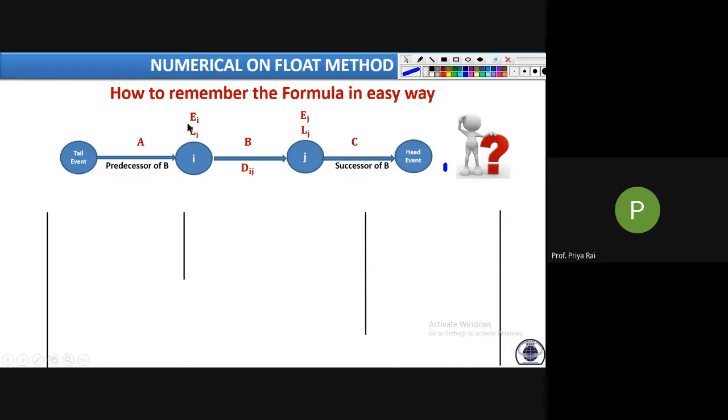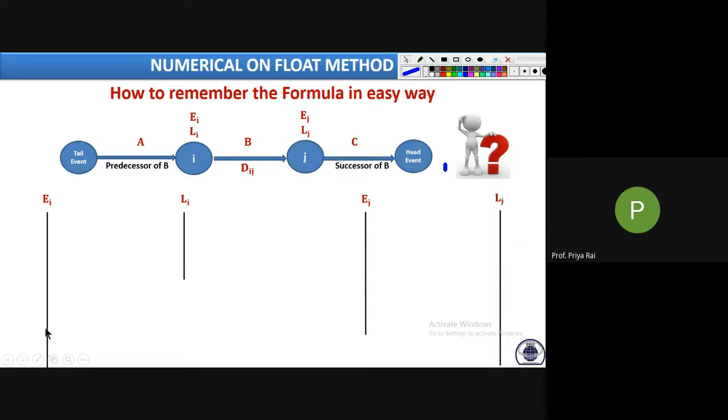Okay, see here. Out of these 4 values, which value we have to put here? EI, LI, EJ or LJ? In ascending order, EI. So here it will be EI. We are putting the values in ascending order. EI is the smallest, then comes LI, then EJ, then LJ.